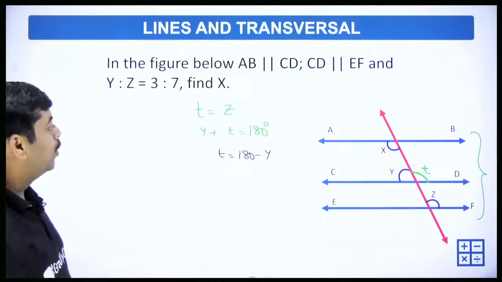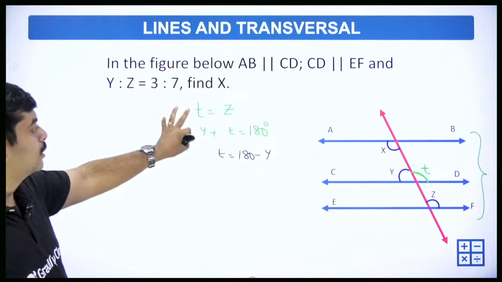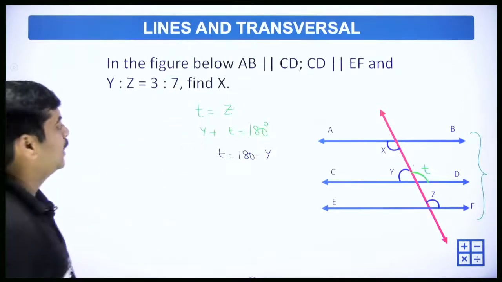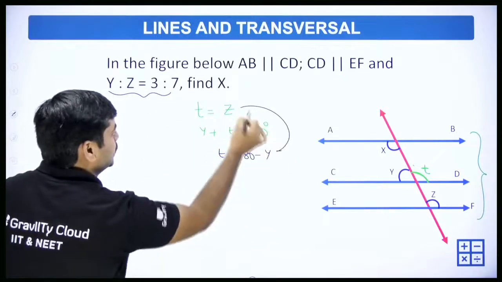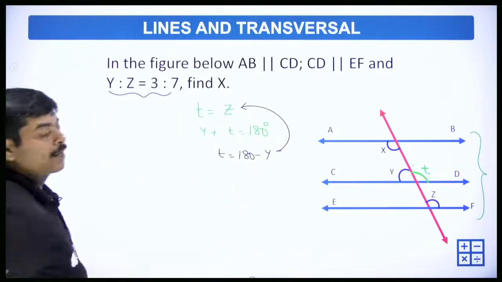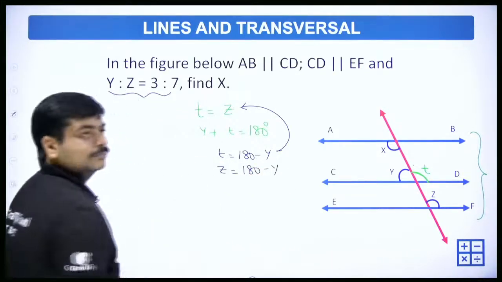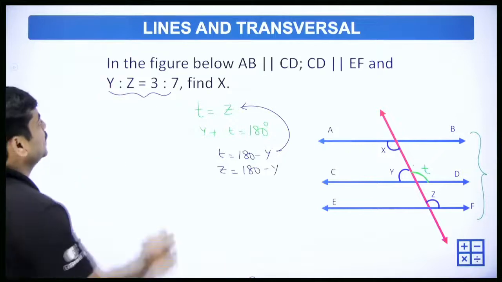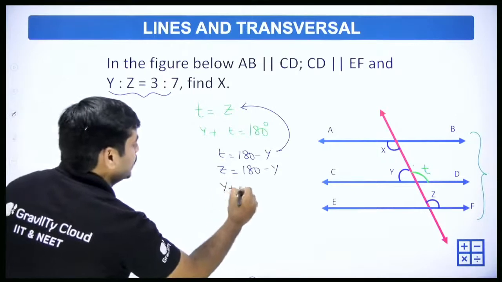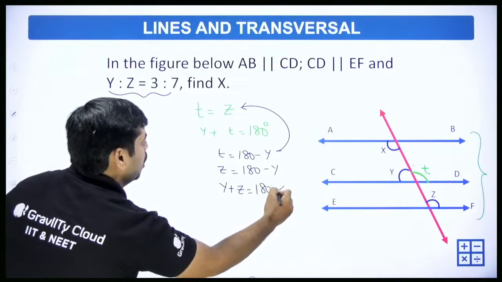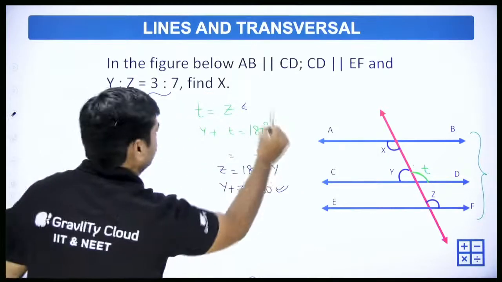Now there is a relation between Y and Z we need to talk about. Y is to Z is equal to 3 is to 7. We'll try to use these two properties because here T is Z, correct? So Z is equal to 180 minus Y, or you can say Y plus Z is equal to 180. That is the relation I want to bring. Simply T is equal to Z, you can directly substitute there without all this confusion.